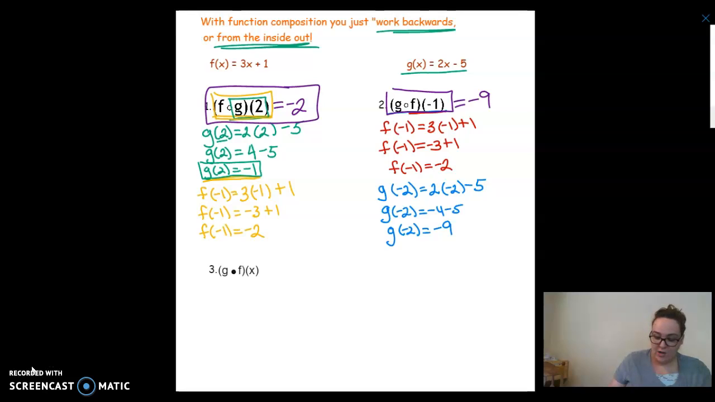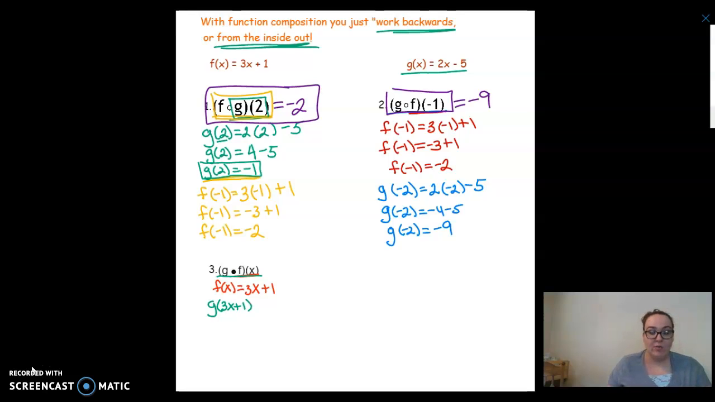So if I start on the inside, it says f of x. Okay, well, f of x is just whatever f of x is. So 3x plus 1. Okay, now I can't simplify anything. I put the x in, it stays. Now I need to do the g of f of x. So g of, and I'm putting 3x plus 1 in there for f of x.